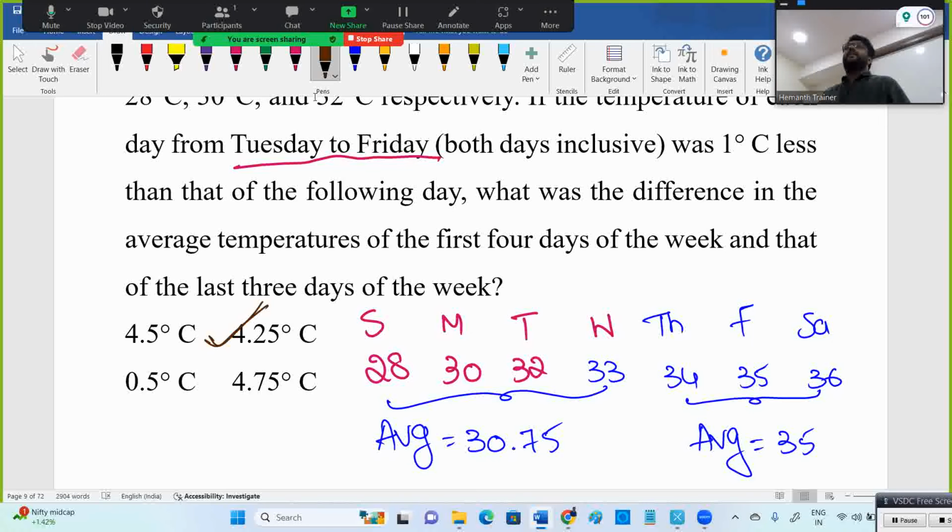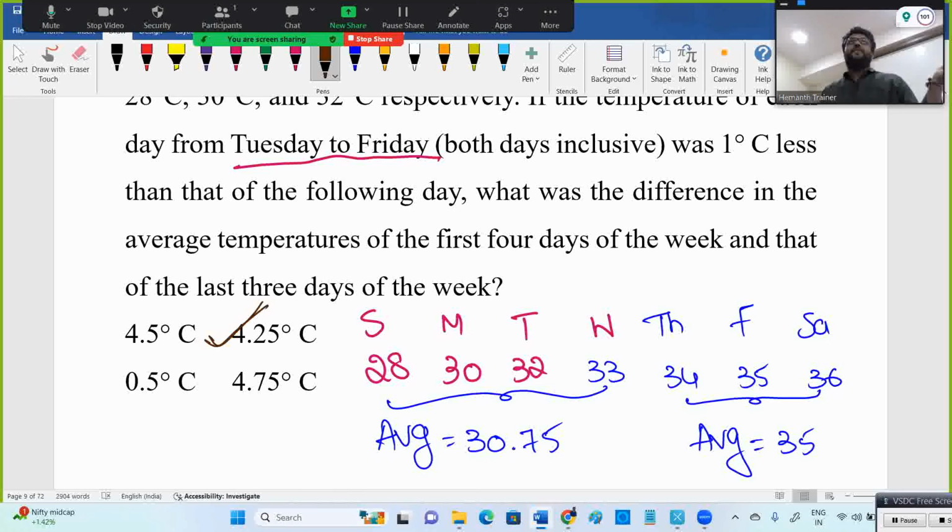But I too agree there is a bit of ambiguity or some small mistake in the question. They said Tuesday to Friday. They have to mention Tuesday to Saturday. If we take Tuesday to Friday, first 4 days, last 3 days, there is some issue. Then the last 3 days average will be 34 only. That is 34, this is 30.75. Then the answer would be 3.25, something like that, which is not there in the options. They had to mention Tuesday to Saturday.